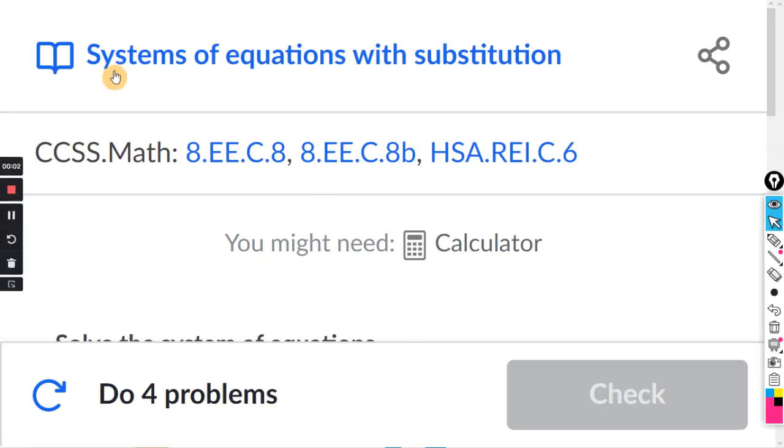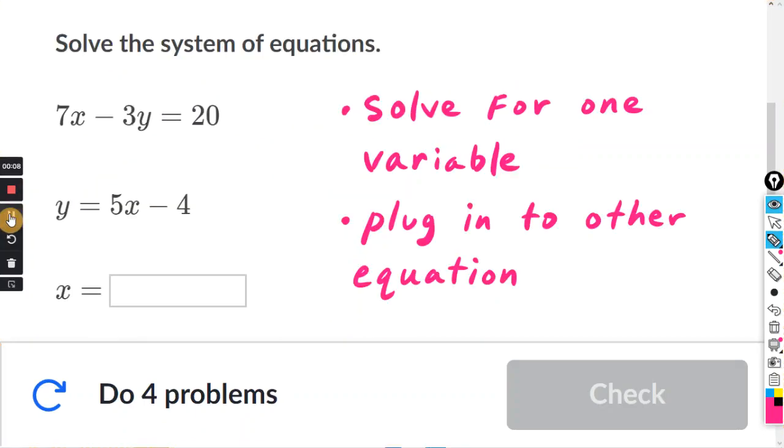This will be for the exercise, systems of equations with substitution. So the two steps using substitution, you want to solve for one variable and then plug it into the other equation. Okay, so there's going to be two equations.